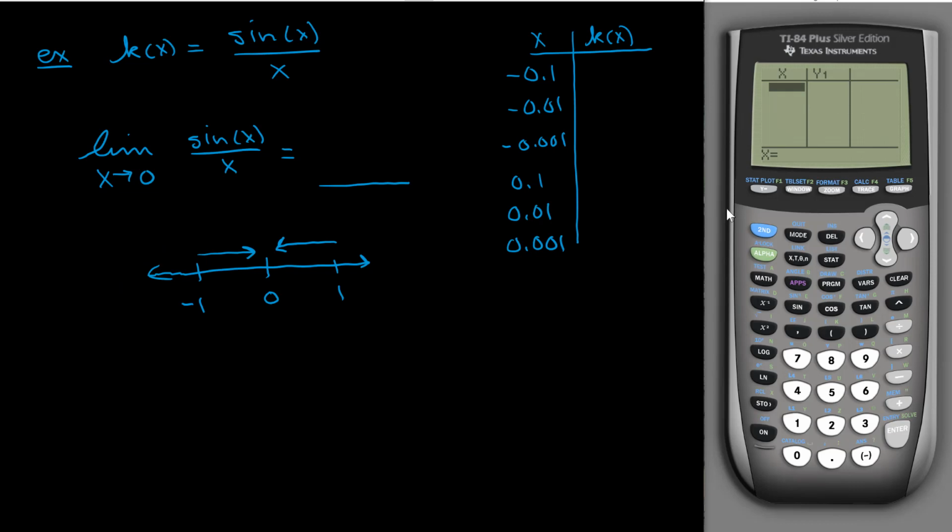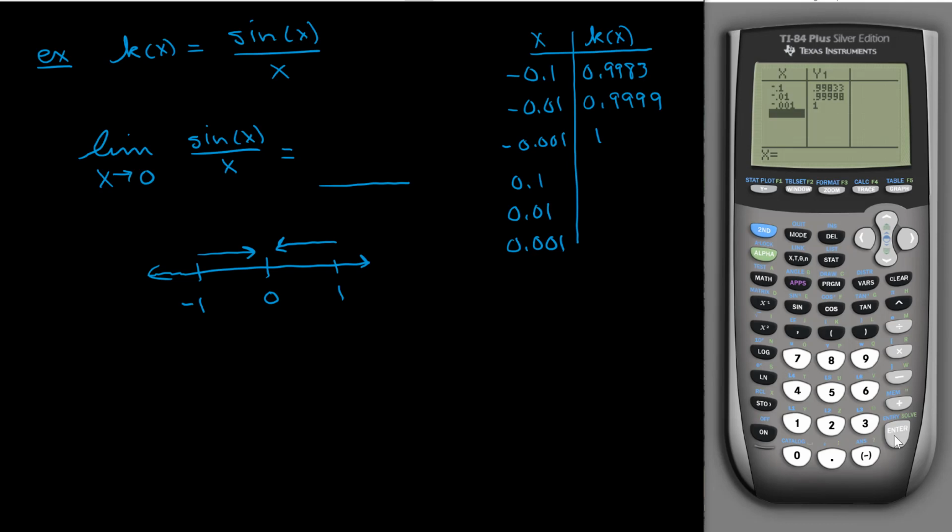Okay, so I've got some values set up on my table. I'm going to go ahead and put in -0.1, enter. Then I'm going to do -0.01, enter. Then I'm going to do negative 0.001, enter. And this may surprise you. Look where the values are headed. We're going to 0.9983, 0.9999, and then here it says going to 1.